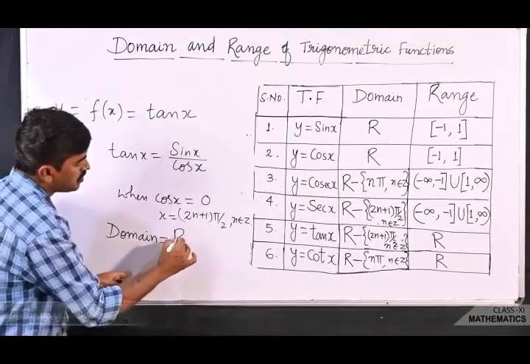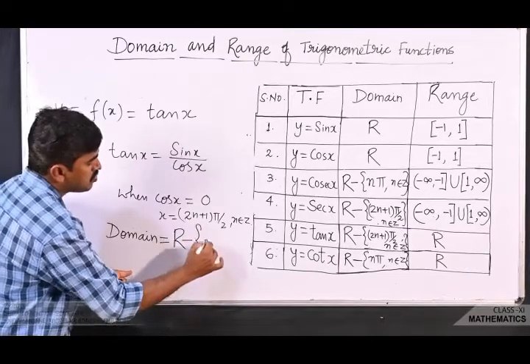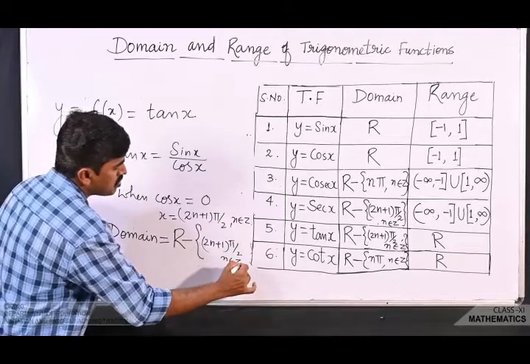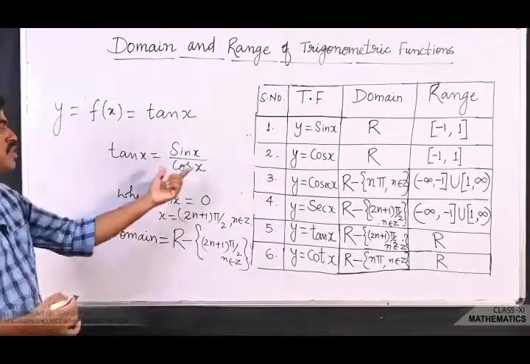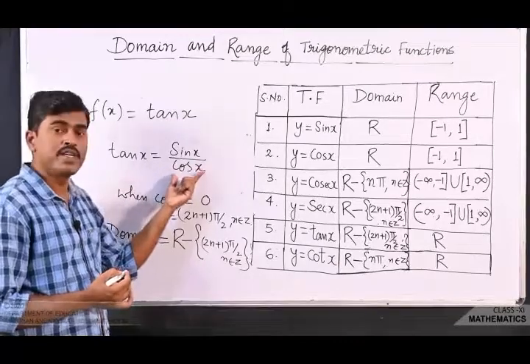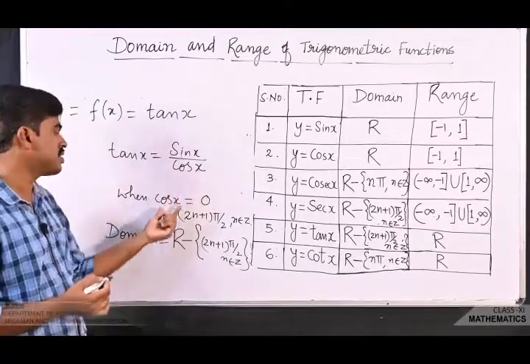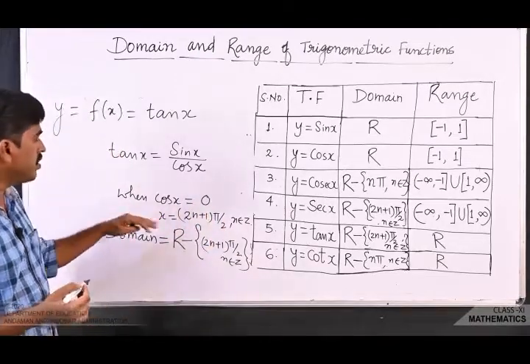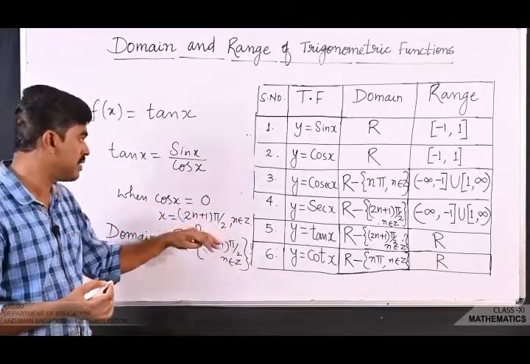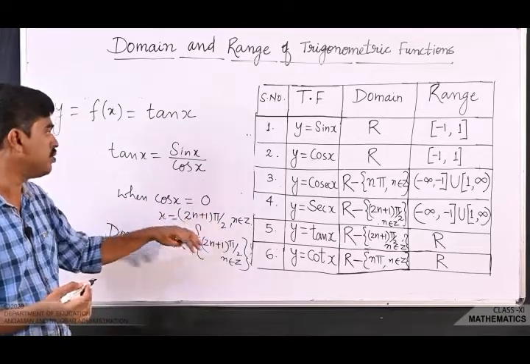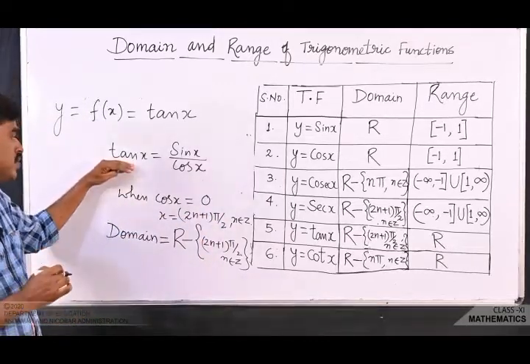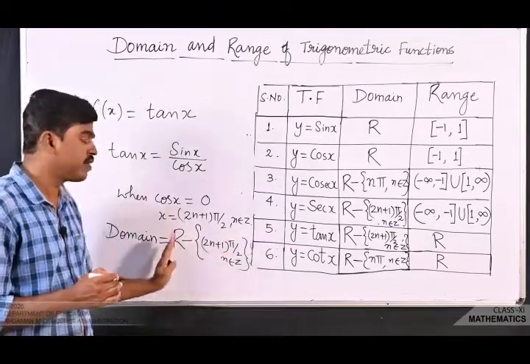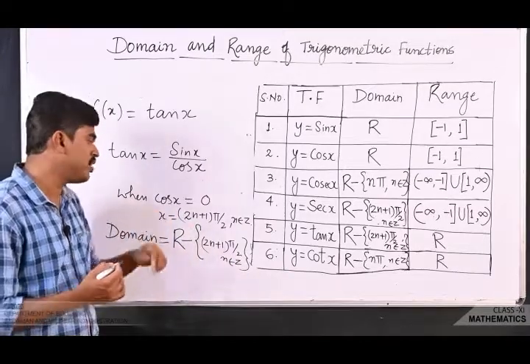So the domain of tan x is the set of real numbers minus {(2n + 1)π/2}, where n belongs to Z. Clear? Because here the denominator is cos x, so the denominator should not be equal to 0, and we know that cos x equal to 0 gives us x equal to (2n + 1)π/2. So whenever x is equal to (2n + 1)π/2, that means an odd multiple of π/2, tan x will not be defined. So we have to subtract all odd multiples of π/2 from this set of real numbers to get the domain of this function.